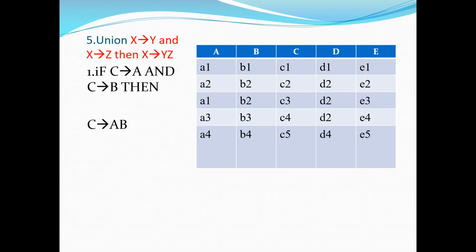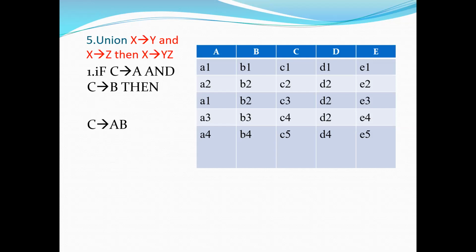Next is union. If x can functionally determine y and x can functionally determine z, then x can functionally determine yz. That means if C can functionally determine A and C can functionally determine B, then we can combine the right hand side. That means C can functionally determine AB.